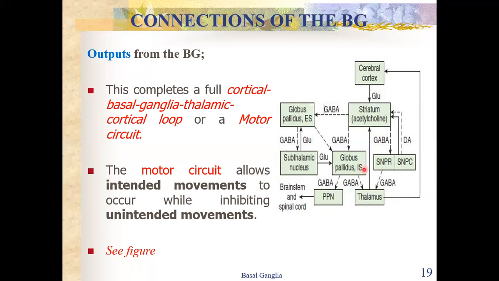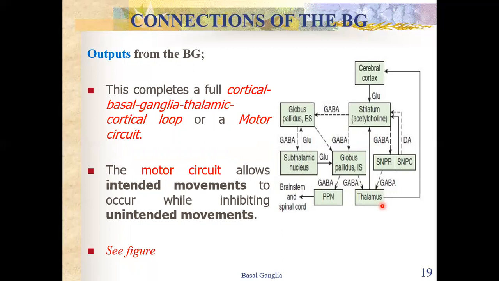This motor circuit that we have seen within the basal ganglia, mainly the inputs and the outputs into and out of the basal ganglia, allows intended movements to occur while inhibiting unintended movement. So that is the purpose of this circuitry, or this loop. So we move to the next slide.